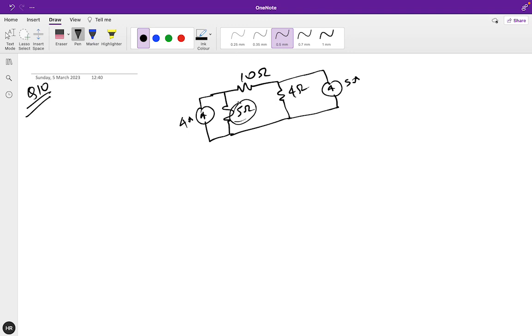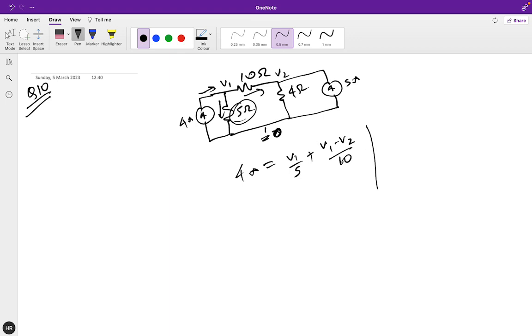So how much power will it absorb, anyone? For finding the power you need the current and voltage. So assume one node v1 here, v2 here, this is x, this is 0. Apply the KCL, taking the current like this. So what will be the equation? 4 ampere will be equal to v1 by 5 plus (v1 minus v2) by 10. One equation is like this.